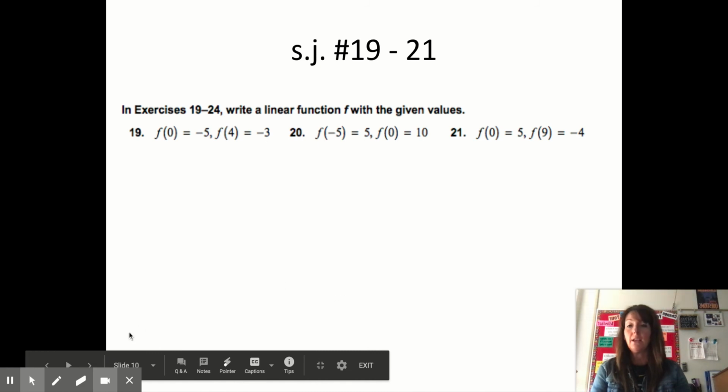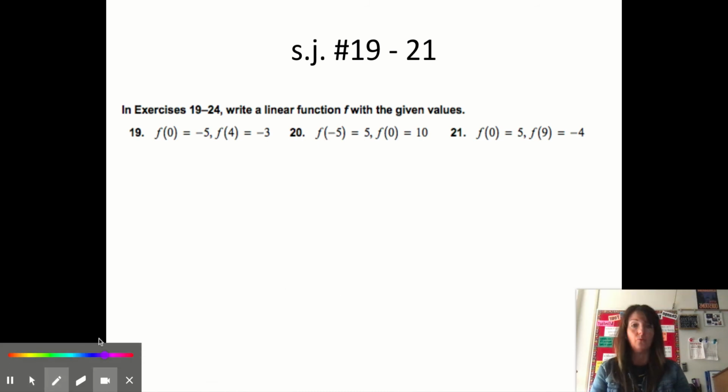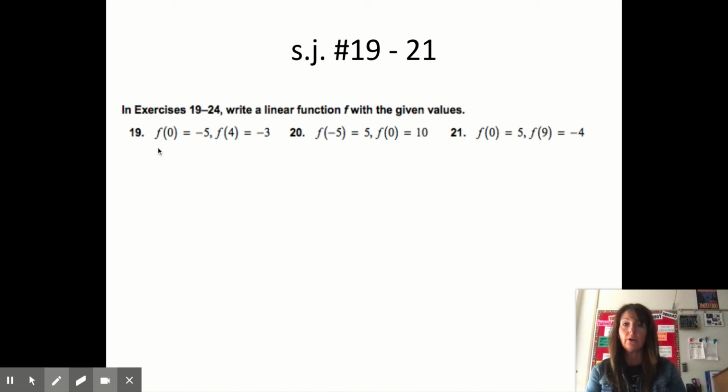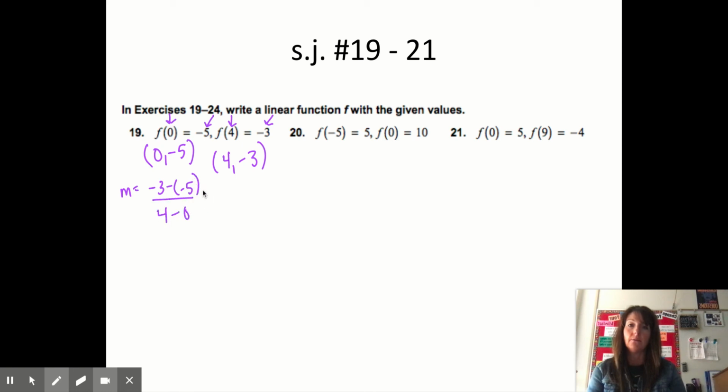19, 20, and 21. These are on page 100. So always start by listing what the ordered pair is. So this is 0, comma, -5, right? You have your input and you have your output. Input, output. All right, 4, -3. So then you can write the slope would be -3 minus the -5 all over 4 minus 0, making sure that you're understanding that you're adding here.